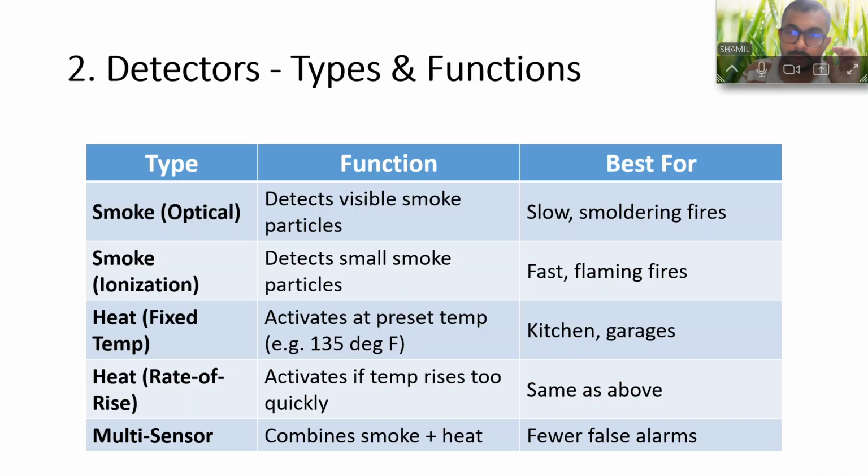I will just go through them quickly. We have the photoelectric smoke detector, which we also call optical smoke detectors. Then we have the ionization smoke detectors. We have the fixed temperature heat detectors, then rate of rise heat detectors, and the multi-sensor. To put it simply, we have three types. The first is the smoke detector, which detects smoke. The heat detector detects heat, and the multi-sensor detects both smoke and heat. So this is all about detectors.